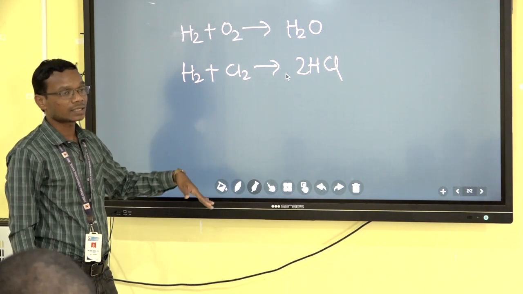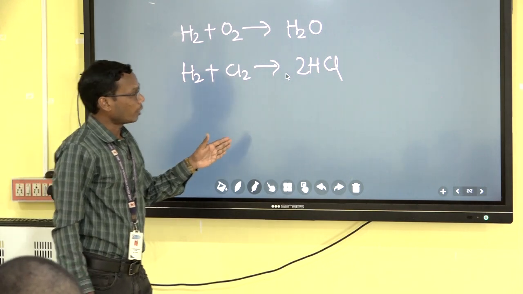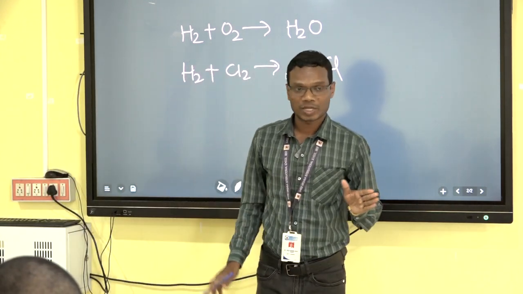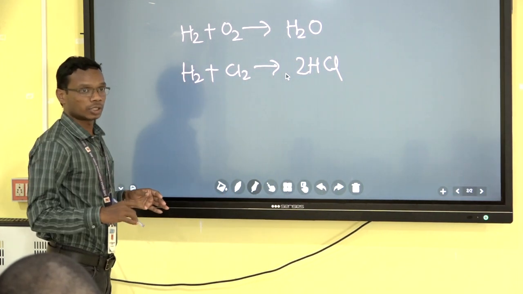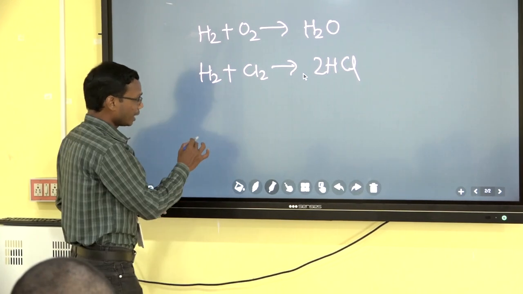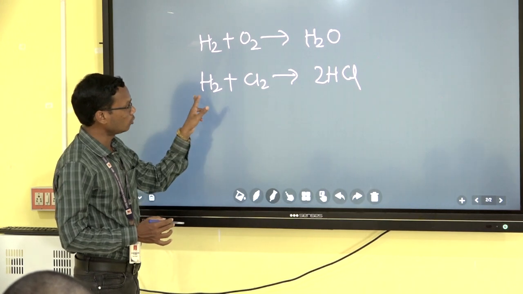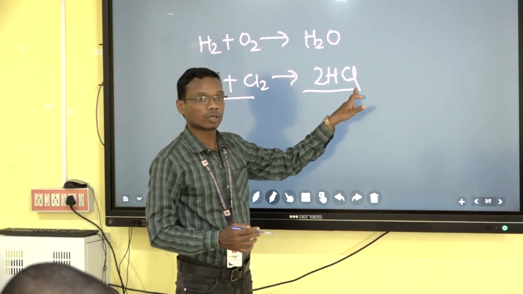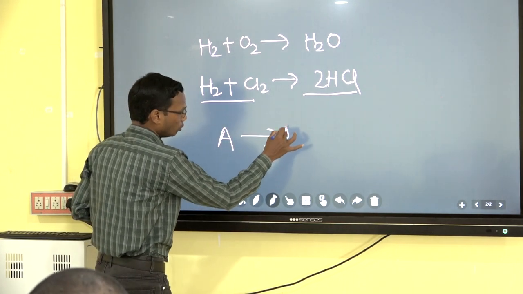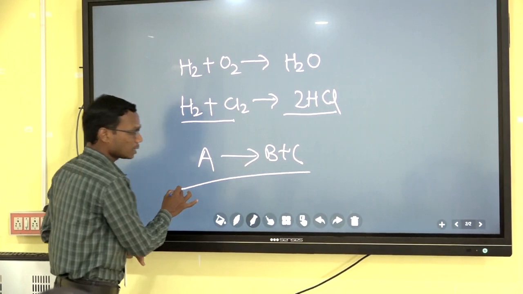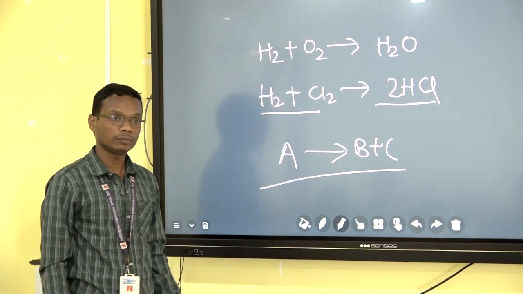Okay, next class we will read about decomposition reaction. Decomposition reaction is the opposite of combination reaction. In a combination reaction, two reactants combine to form a single product. In a decomposition reaction, one single reactant gives two or three products. Next class we will learn about decomposition reaction. Okay, thank you.